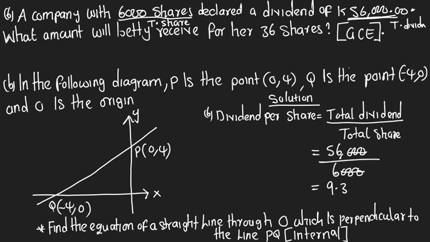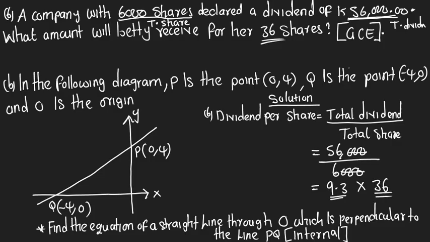Now, they are saying, what amount will Betty receive for her 36 shares? This is the dividend per share. But Betty had how many shares? 36. So how do you know the amount that Betty is going to have? She has 36 shares, but each share is 9.3. So what are we going to do? You multiply 9.3 by 36. Very good.